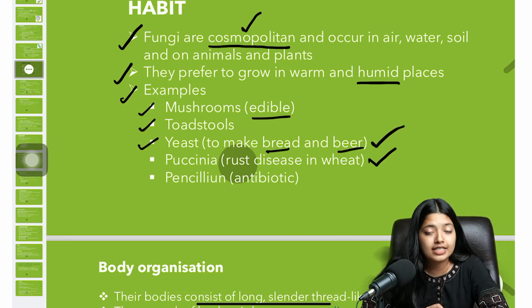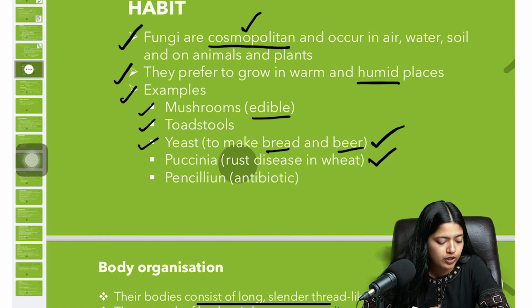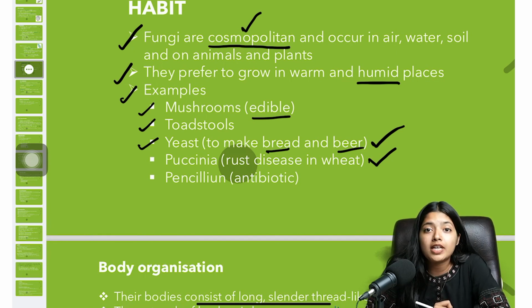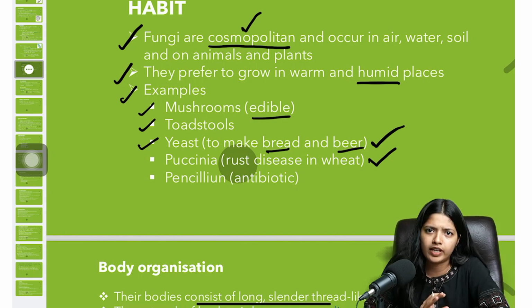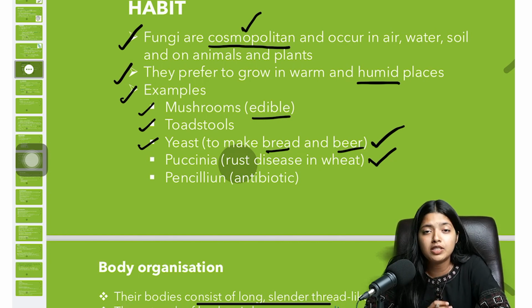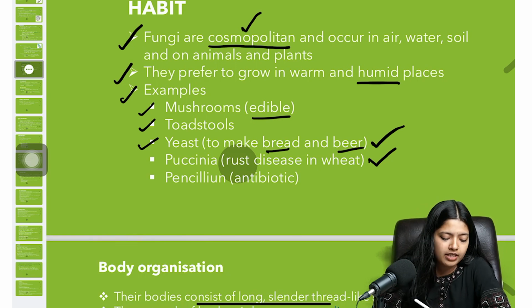Okay, so let's discuss the examples for fungi. First one is mushrooms. Mushrooms are edible fungi. Edible means eatable, you can eat them. So mushrooms are eatable fungi. That's an economic importance, so remember it in that way.